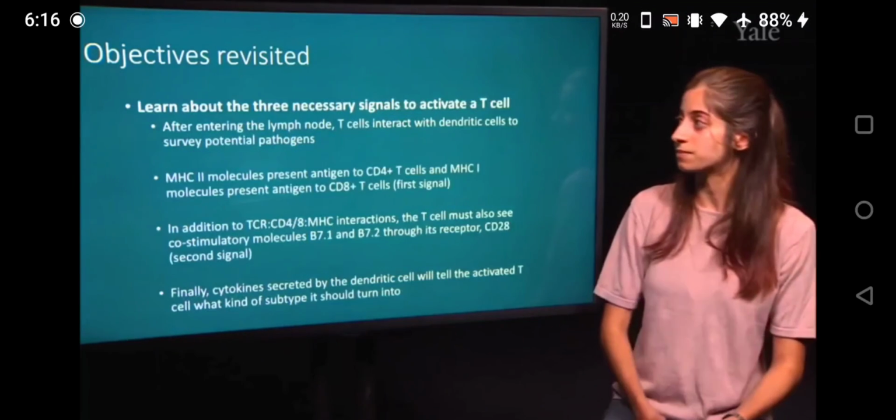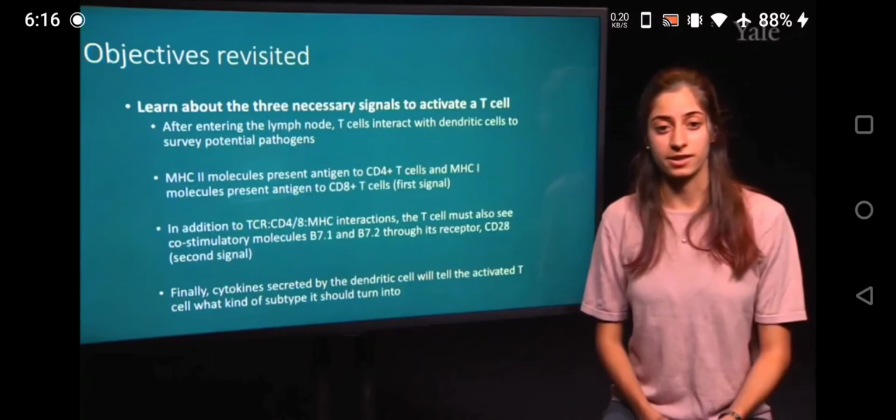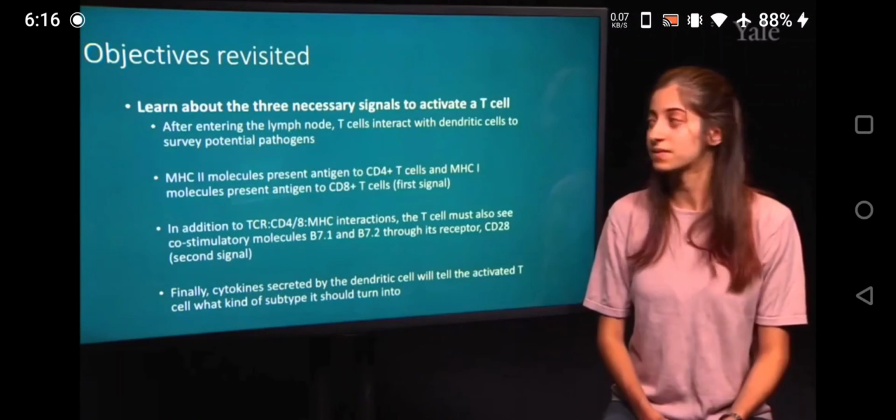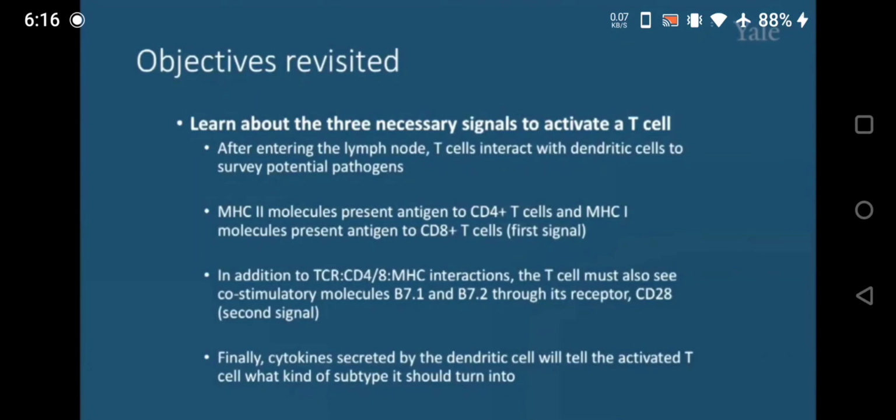In our third objective, we learned about the 3 necessary signals to activate a T cell. We know that after entering the lymph node, T cells will interact with dendritic cells to survey potential pathogens. We also know that MHC class II molecules present antigen to CD4 positive T cells, and MHC class I molecules present antigen to CD8 positive T cells. And this is determined by how the dendritic cell picks up the antigen.